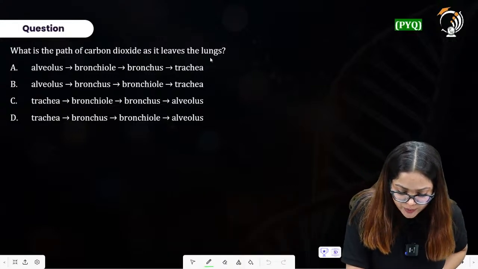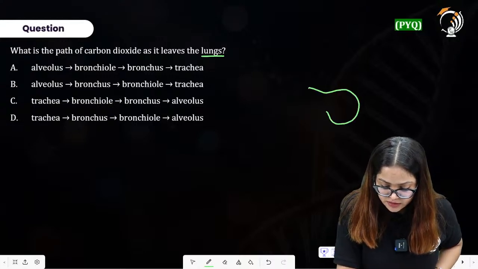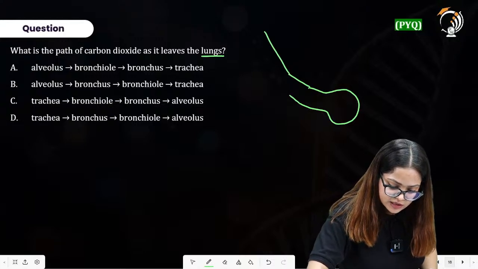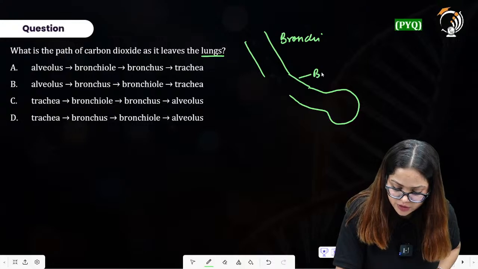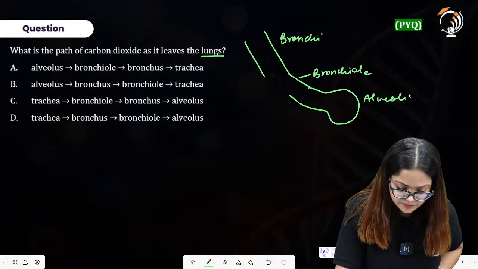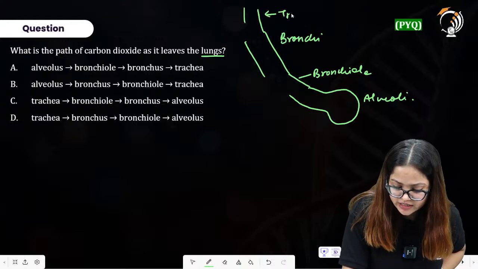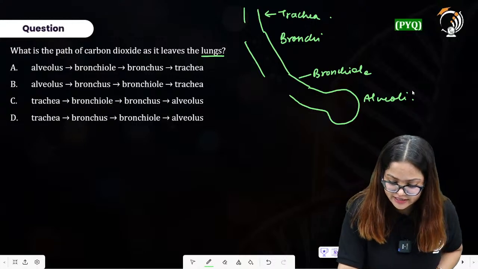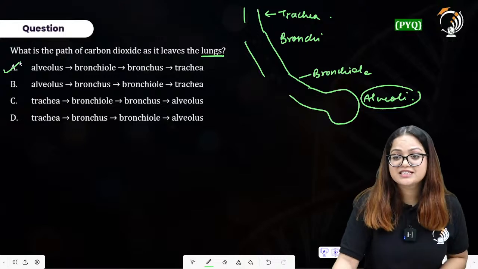When it leaves the lungs, it will first be present in the alveoli, then in the bronchiole, then in the bronchi. This is the bronchiole. This is the alveoli. And then from the bronchi, it will reach the trachea, or the windpipe. Yes, this is the correct answer: alveoli, then bronchiole, then bronchus, then trachea. I hope this is clear.